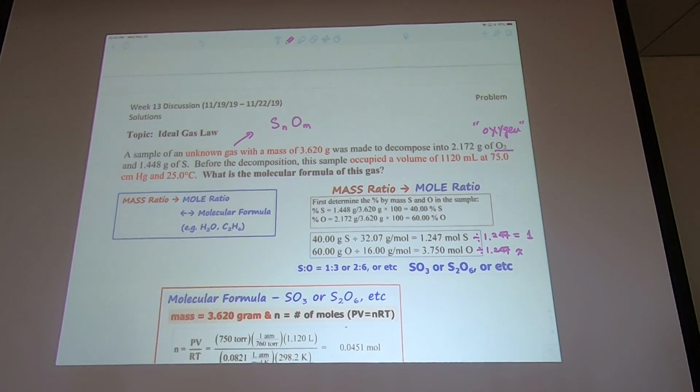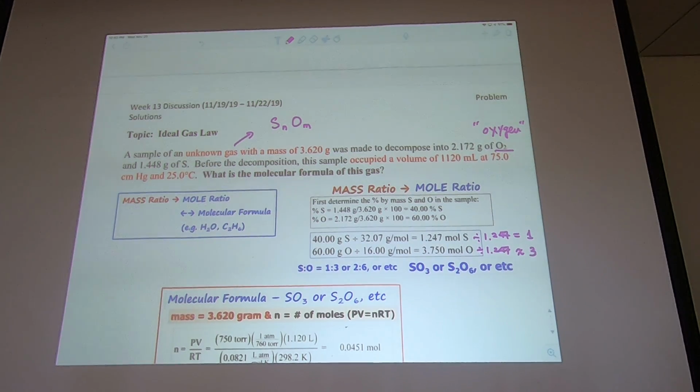Divide by 1.247. And then this one is 1. This one is guaranteed to be approximately 3. So you're going to pick the one that is small, and you got this 1 to 3 ratio. What that means is the mole ratio is 1 to 3. So either SO3 or S2O6, etc. Those are the candidates that maintain the same mole ratio.